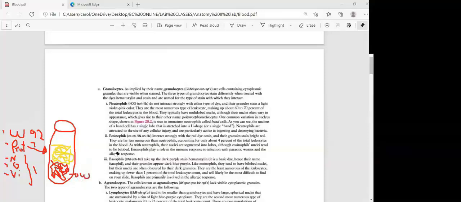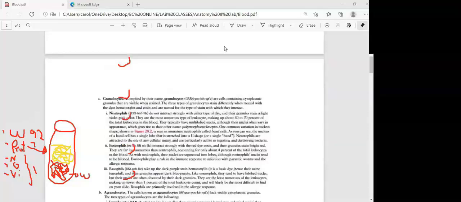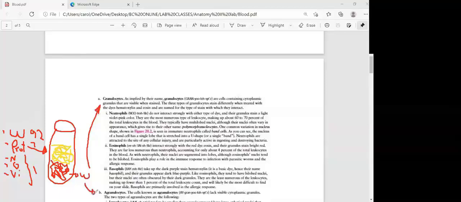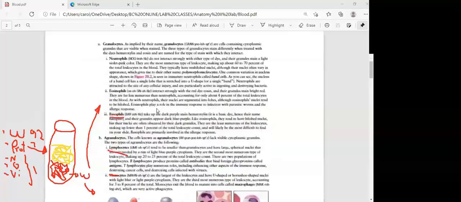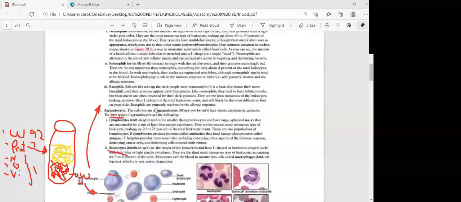So we have multiple different types of white blood cells. We are going to have two groups. They can be either granulocytes or agranulocytes. A means without. So that means that the white blood cells that are agranulocytes don't have granules. So which ones are the granulocytes? Neutrophils, eosinophils, and basophils. And which ones are the agranulocytes? Obviously those are going to be the lymphocytes and the monocytes.